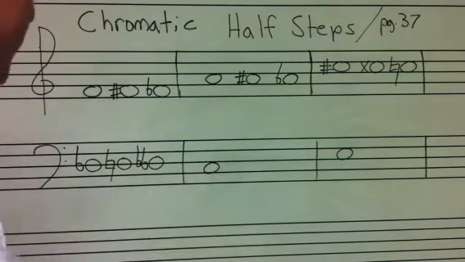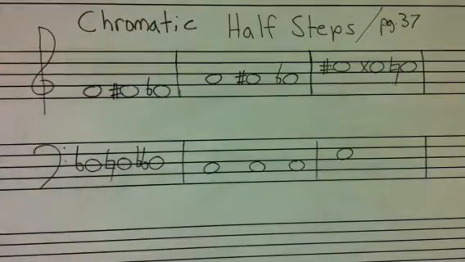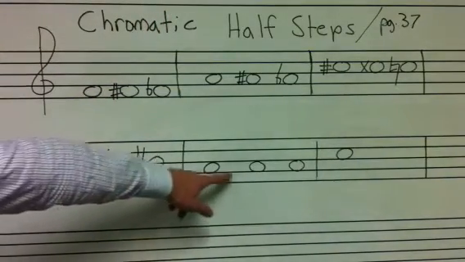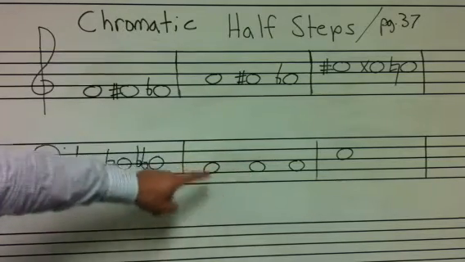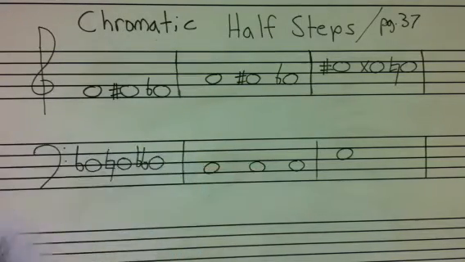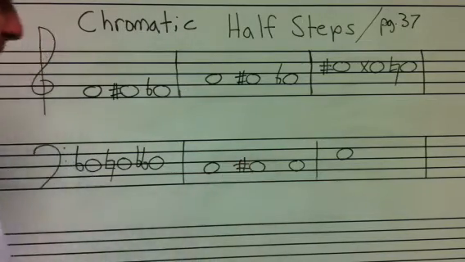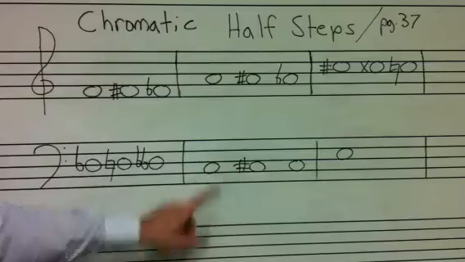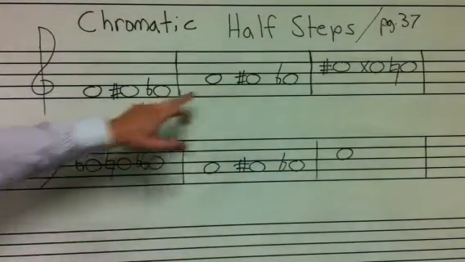C. Draw two more C's. What kind of C is a half step higher than C? And that is C sharp. And what kind of C is a half step lower than C? C flat. See, you can reference these right here.